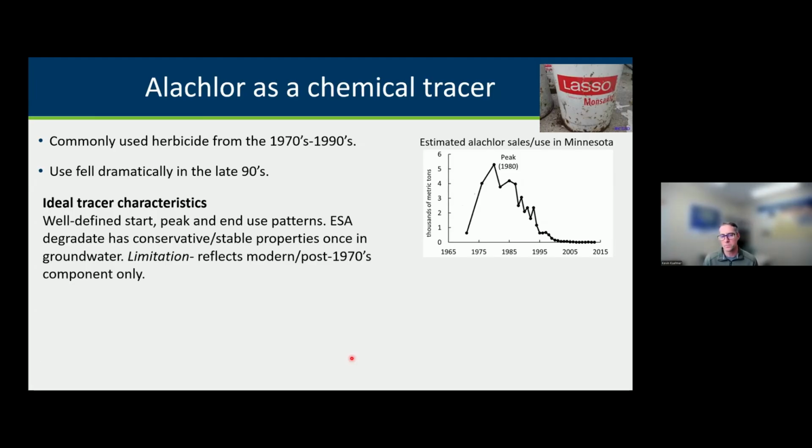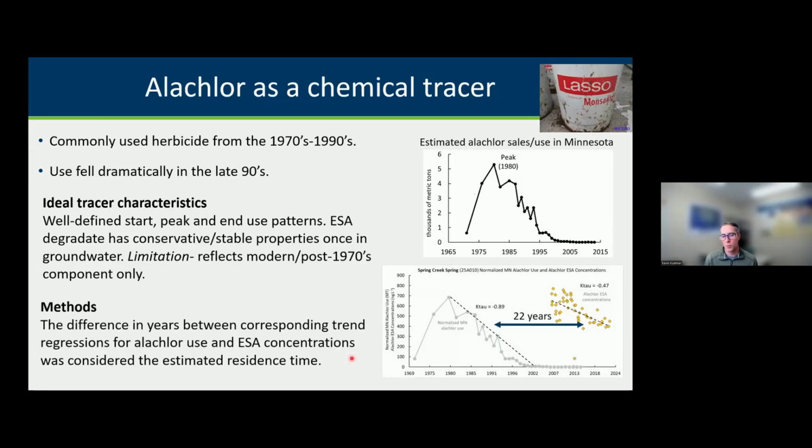mixture of the water. The basic method was to look at the difference in years between the corresponding trend regressions between the alachlor usage and the patterns that we're seeing in the groundwater, and sort of mathematically or statistically determining what the difference is between those two regression lines, and inferring that as being the estimated age. And it really depended on whether it was linear or nonlinear, and we used different methods for that.